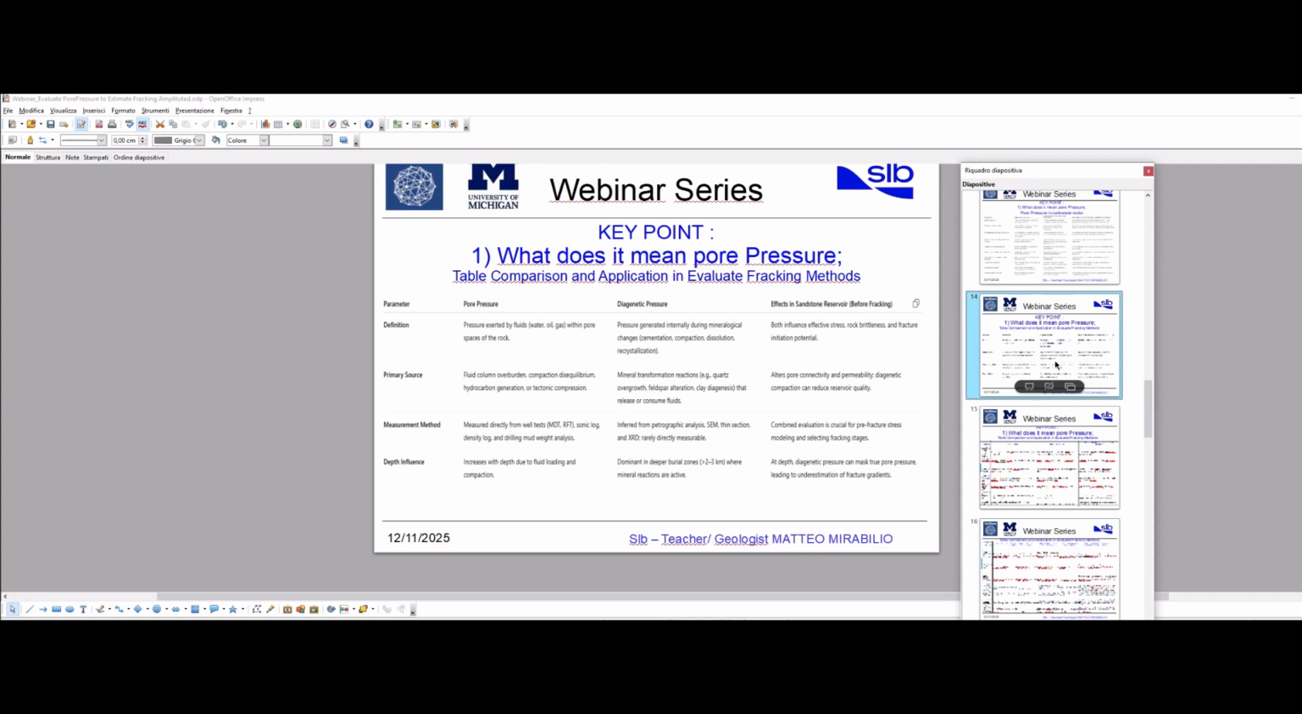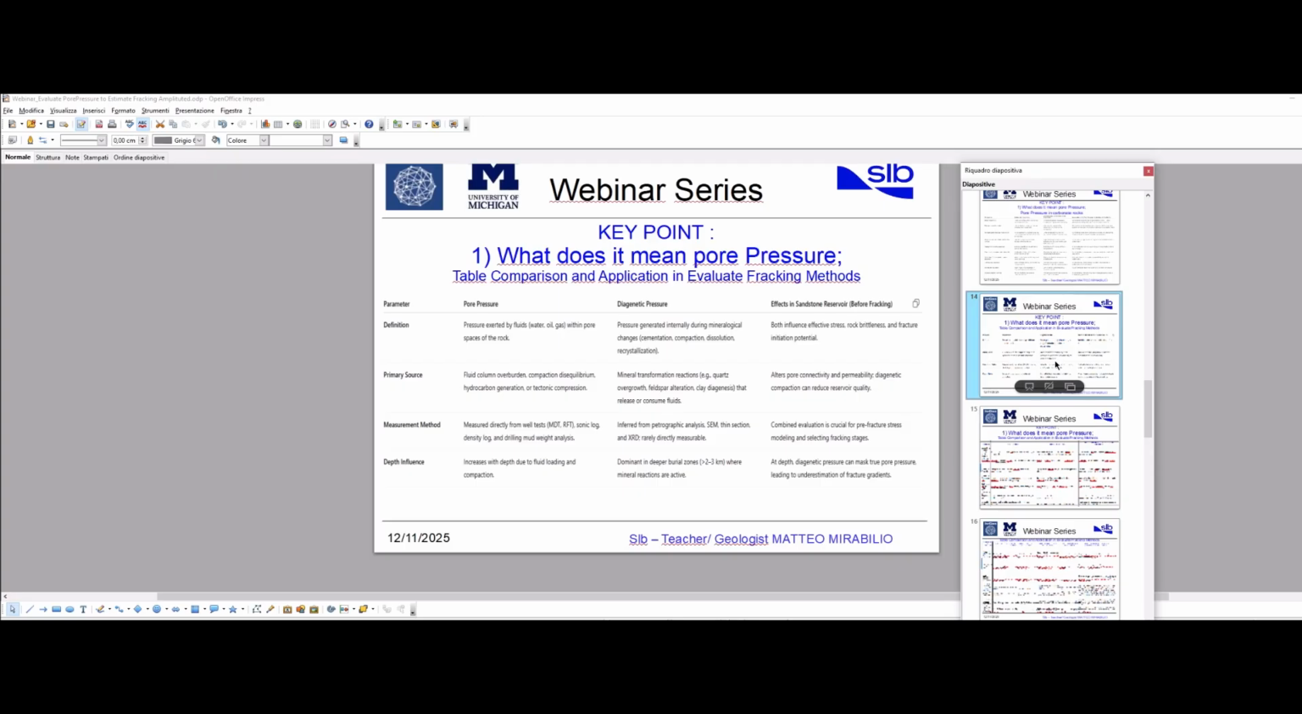Depth influences this: pore pressure increases with depth due to fluid loading and compaction. Instead, the diagenetic pressure is dominant in deeper buried zones, around 2-3 kilometers, where mineral reactions are active. So what are the effects in a sandstone reservoir before evaluating the fracking method? Combined evaluation is crucial for pre-fracture stress modeling and selecting fracture stages.